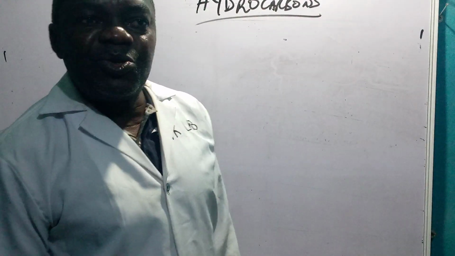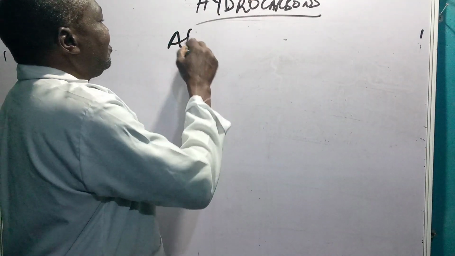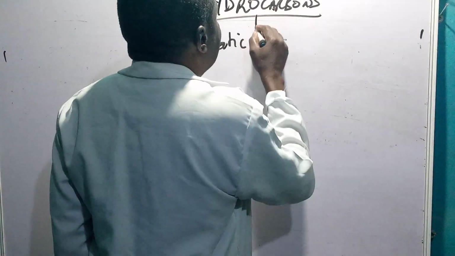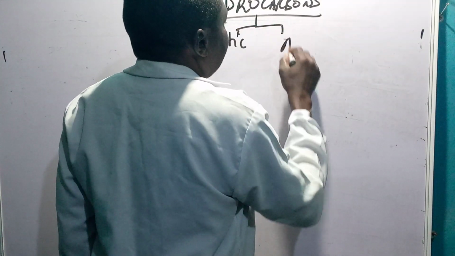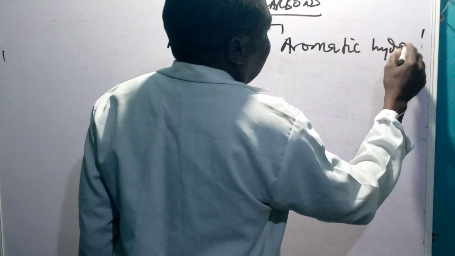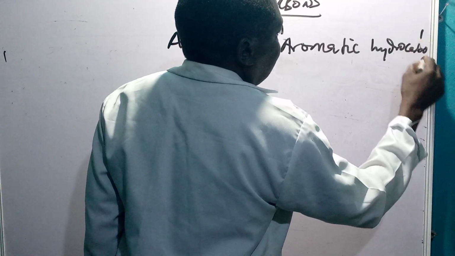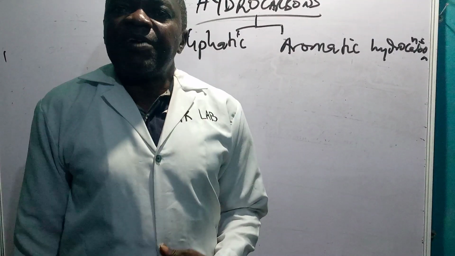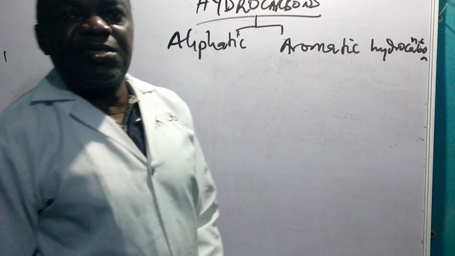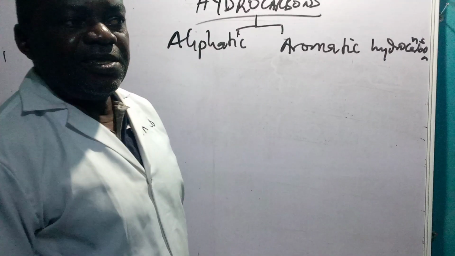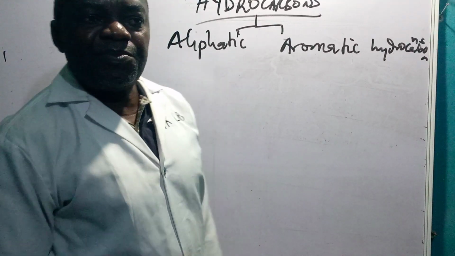Hydrocarbons are divided into two groups. You have the aliphatic. You also have the aromatic hydrocarbons. Aliphatic hydrocarbons are those hydrocarbons that are either saturated or unsaturated. They can also be in form of a closed chain.